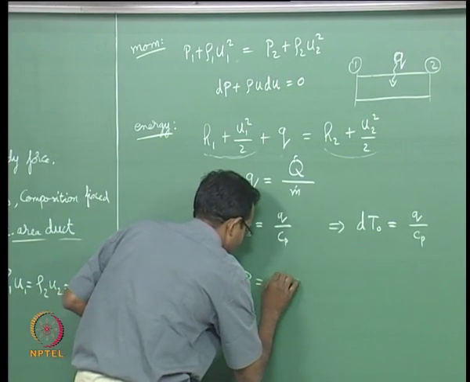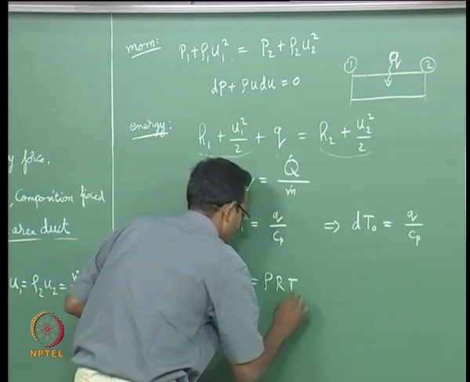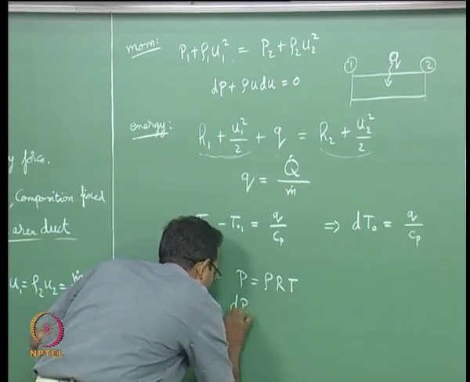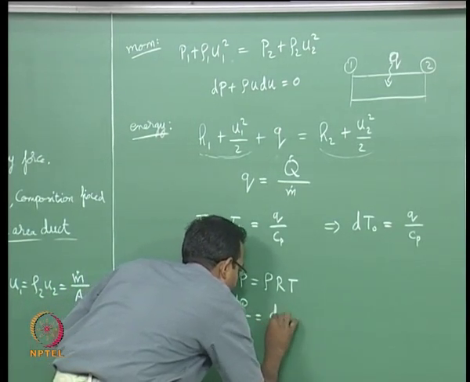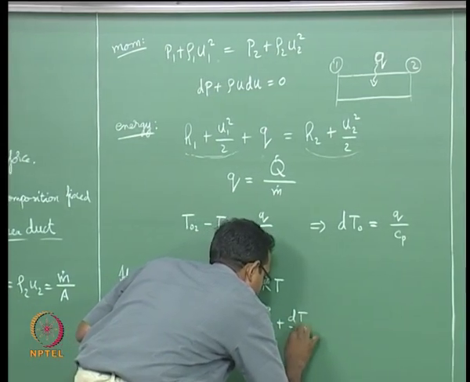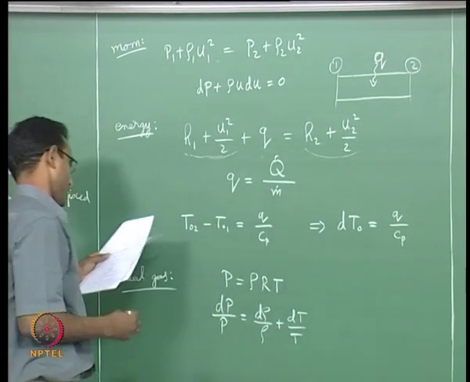That is still going to be the exact same thing, P equal to rho RT. So, I can write my dP by P equal to d rho by rho plus dT by T. That is going to be this expression.